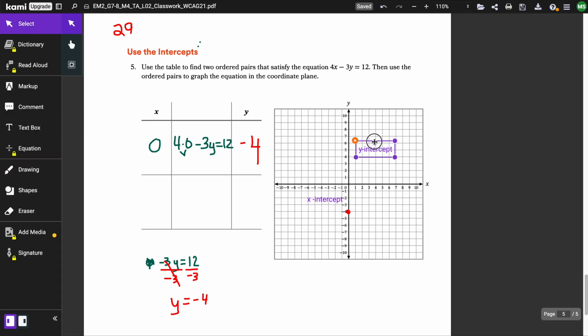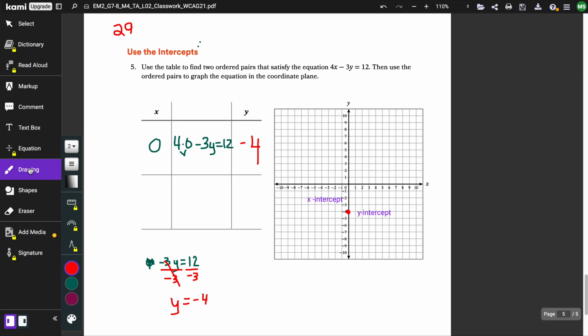So maybe I'll try to move these words down here. That is my y-intercept. When x is 0, y is -4. -4 is the y-intercept of this line. And now I'm going to do the same thing. Well, what is my point when y is 0?